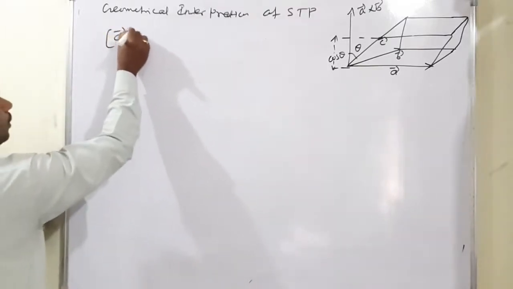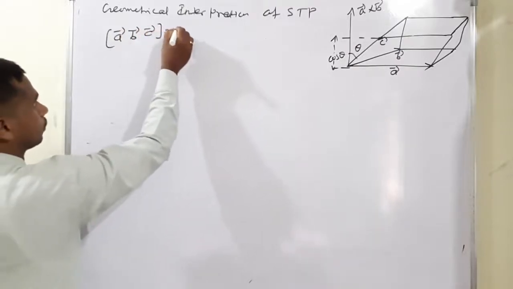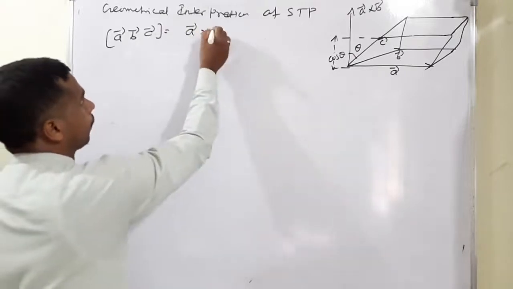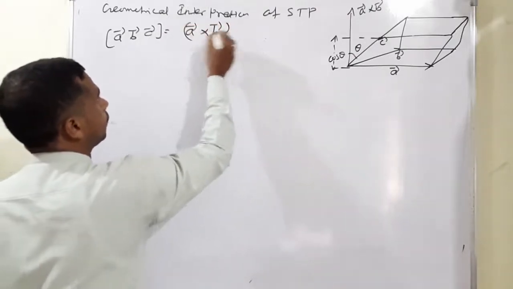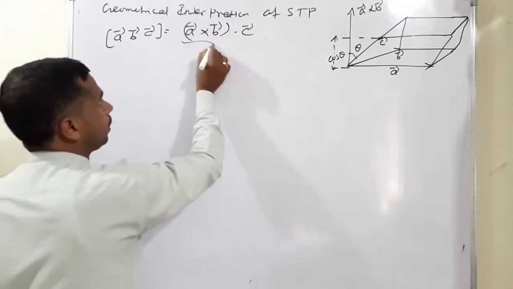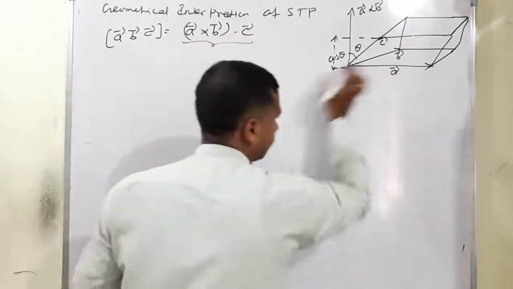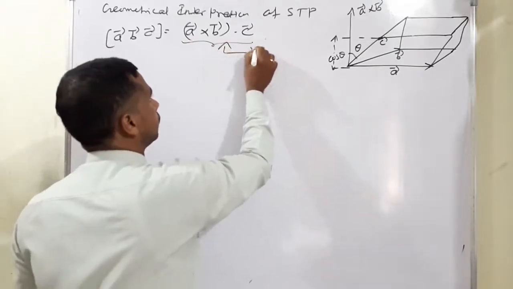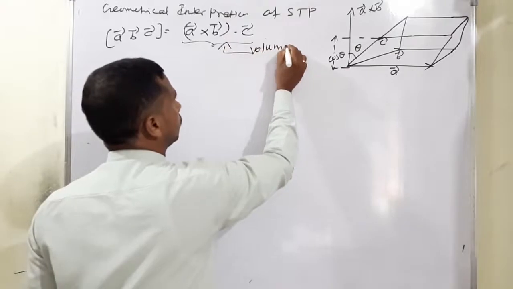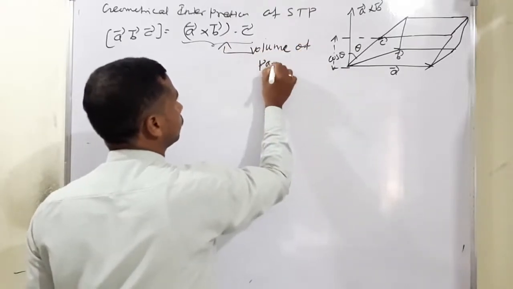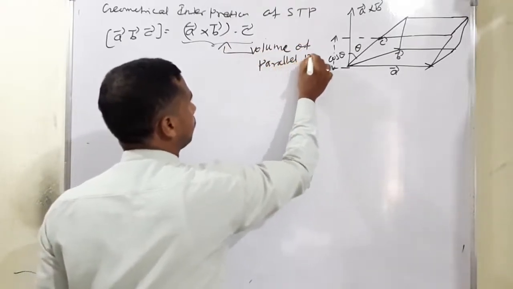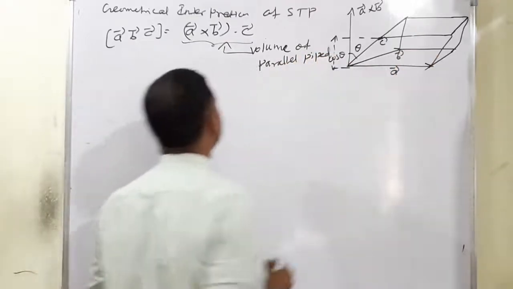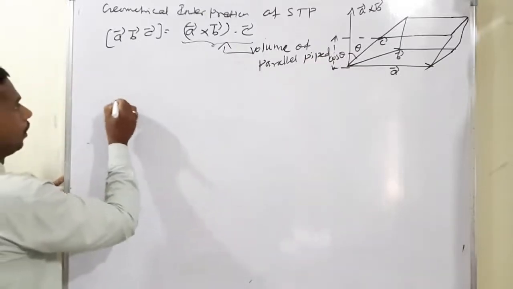The box product of A vector, B vector, C vector we already found in Theorem 6.1, where I proved the scalar triple product A vector cross B vector dot C vector. That's why we can say this whole term, comparing with the diagram, is the volume of the parallelepiped. Look at the diagram. I will consider any one part.